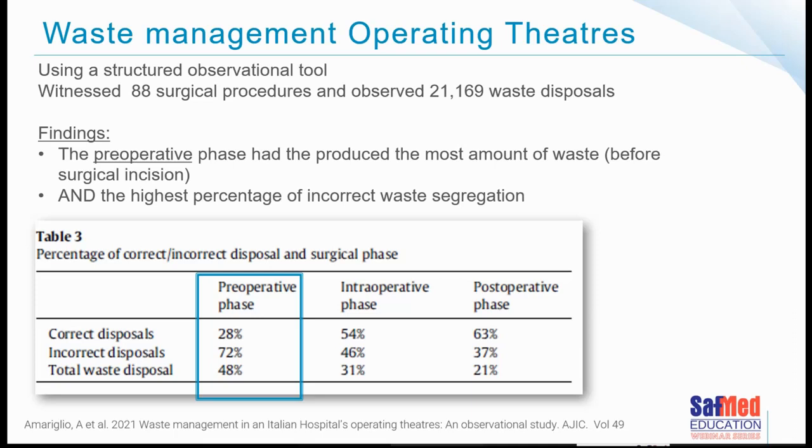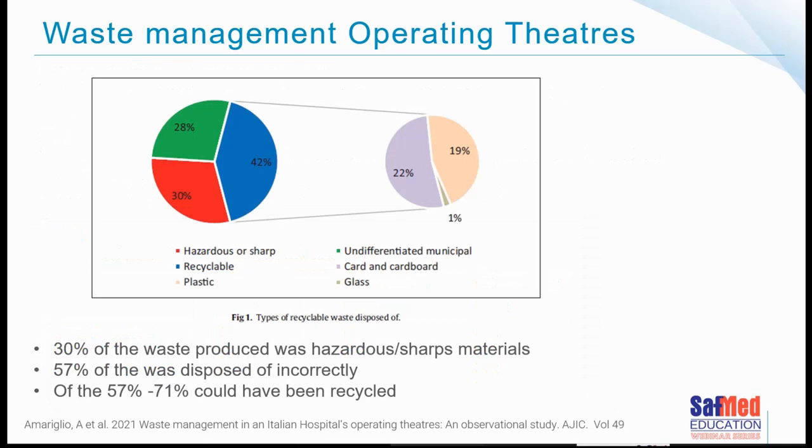Intraoperatively, I think we open probably a few less things. It's only if you need stuff extra or additional, or perhaps it's the anaesthetist who's opening one or two things. And postoperatively, those weren't the biggest area of concern. The types of waste that they looked at include hazardous or sharps, recyclable materials, plastic, undifferentiated municipal waste, cardboard, and glass, of course.